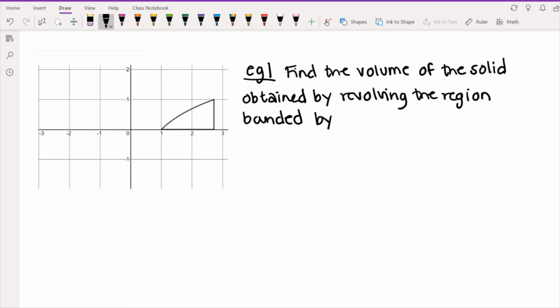So what functions do we have here? This is y is equal to ln of x. So if it were to continue, it would look like this, right? That's what ln of x looks like, but I just took a snippet of it here. We also have y is equal to 0, and then we have x is equal to e. So e is this number here. And we're revolving it about the y-axis.